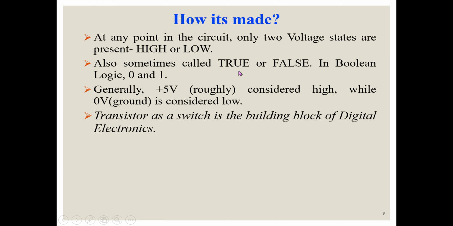In some textbooks, instead of high state they give true, and instead of low they mention false. It means a high state is logic 1 and a low state is logic 0. In the same way, true means logic 1, false means logic 0. In Boolean logic, it means 0 and 1. Generally, plus 5 volts is roughly considered the high state, while 0 volts is considered the low state, which we usually call the ground state. So this is how digital signals are taken into consideration.